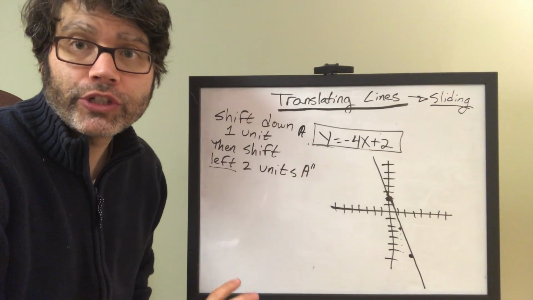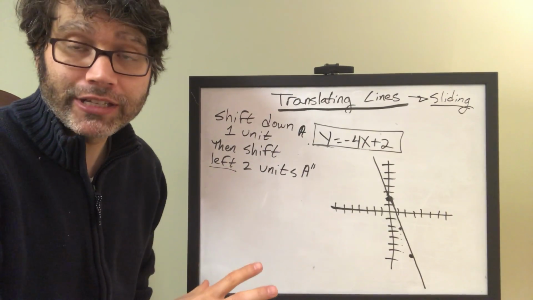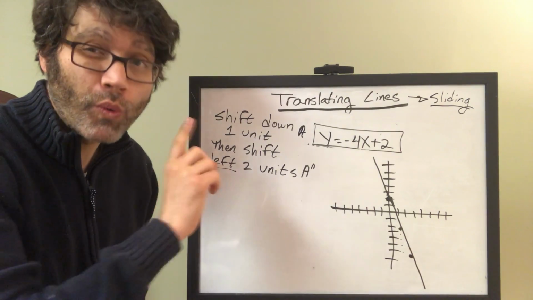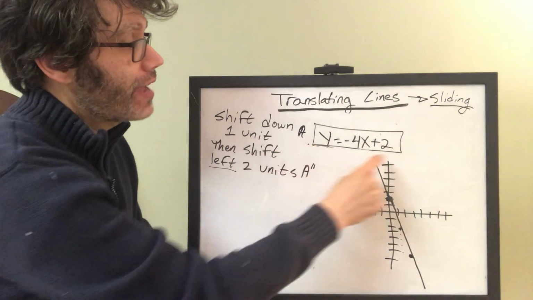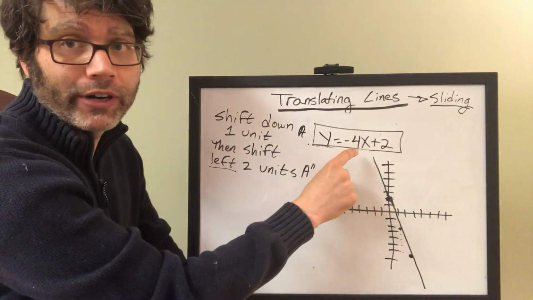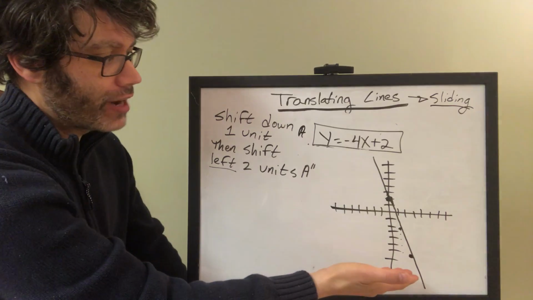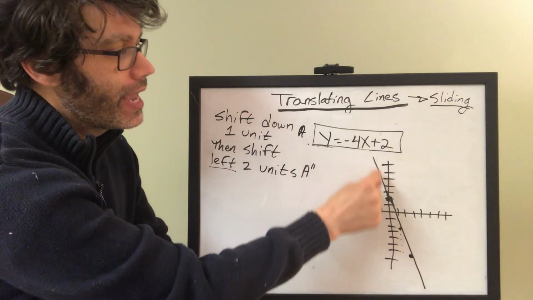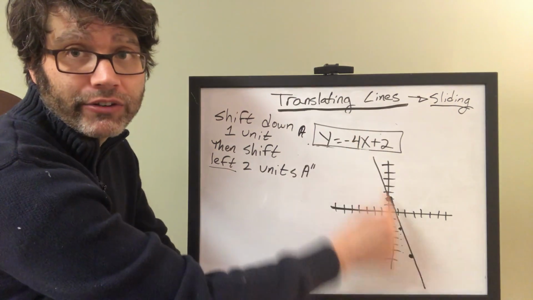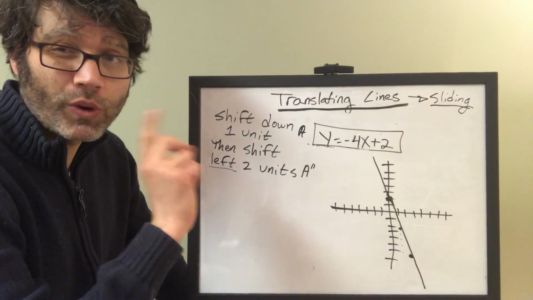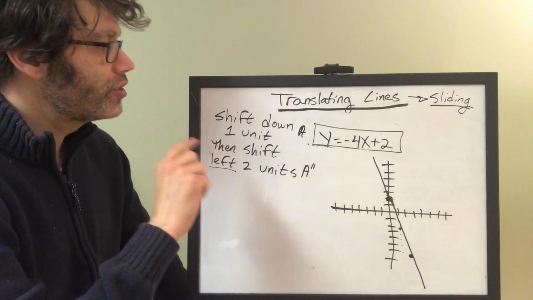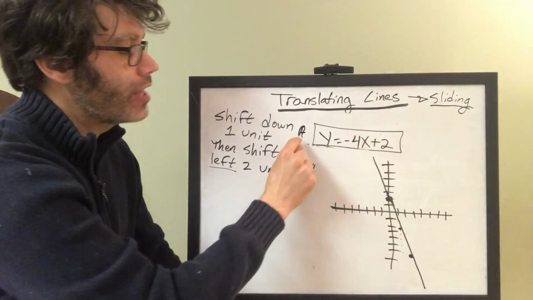All right, so now we're going to do a translation that's called a composite translation. So we're not going to just do one slide, we're going to do two slides. So here we have our original equation, y equals negative 4x plus 2, and it's illustrated on this graph right here. It has a y-intercept of 2, and it has a negative slope of negative 4. All right, and so what we're going to do is not just one thing to it, we're going to slide it twice. So why don't we call this original line A?